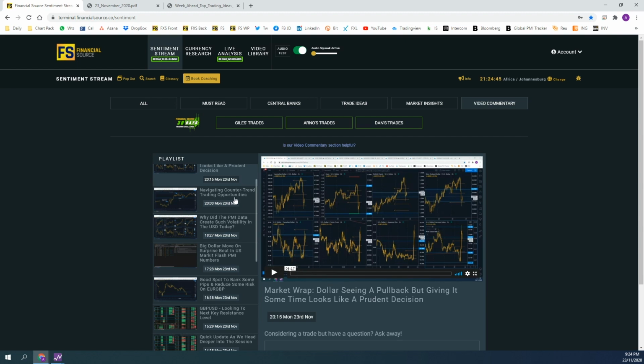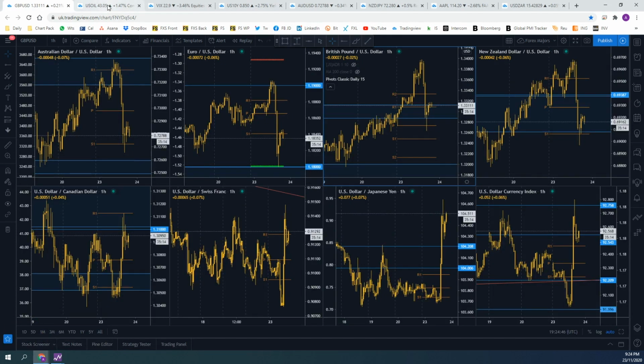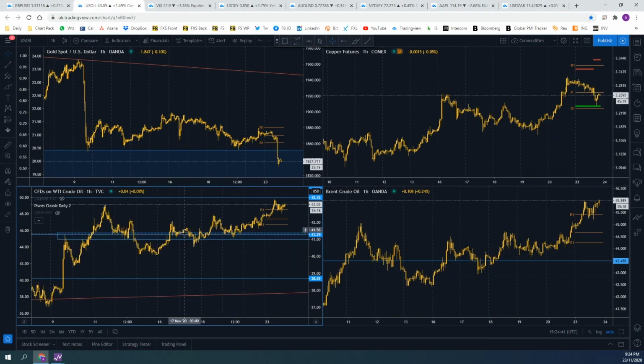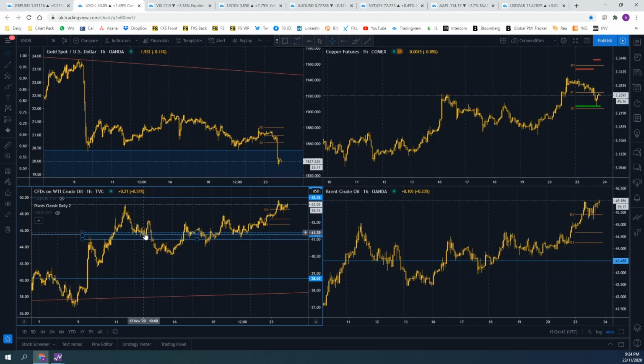Another good example of this has been the swing trading idea or trade that you've heard us talk about for the last couple of sessions now that we've taken on WTI. We took that trade on the 12th of November, still running, and definitely more of a swing trading position that we're looking to play out over the next couple of weeks.